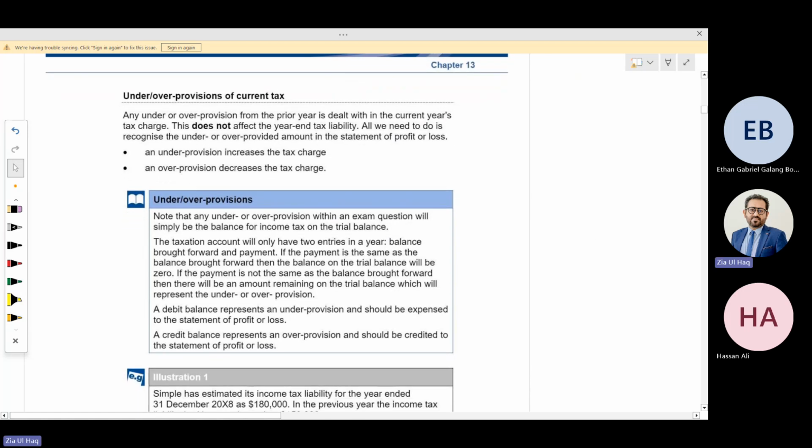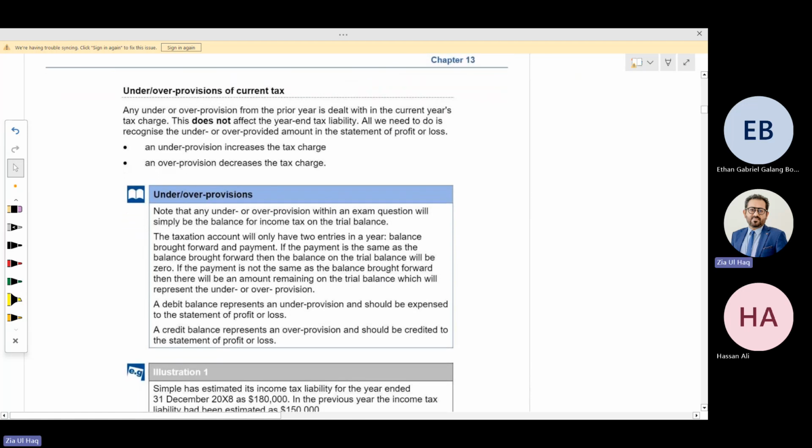What is the under provision? What is over provision? Under provision is an increase in tax charge, meaning we need to add, and over provision is a decrease in tax charge, meaning we need to deduct. Why we need to add and why we need to deduct, we have discussed.